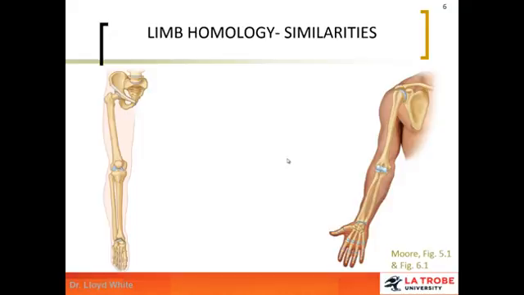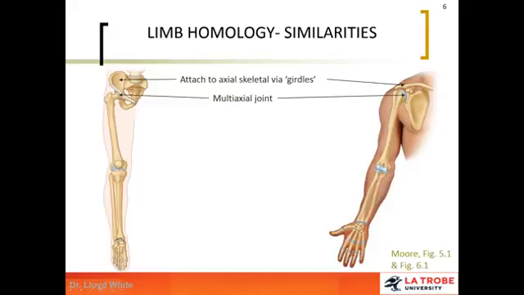So if we look at similarities between the upper and lower limb, firstly, they both attach to the axial skeleton via girdles. We have the pelvic girdle with the lower limb and the pectoral girdle in the upper limb, attaching the limb to the trunk. Proximally, we have multi-axial joints on both limbs.